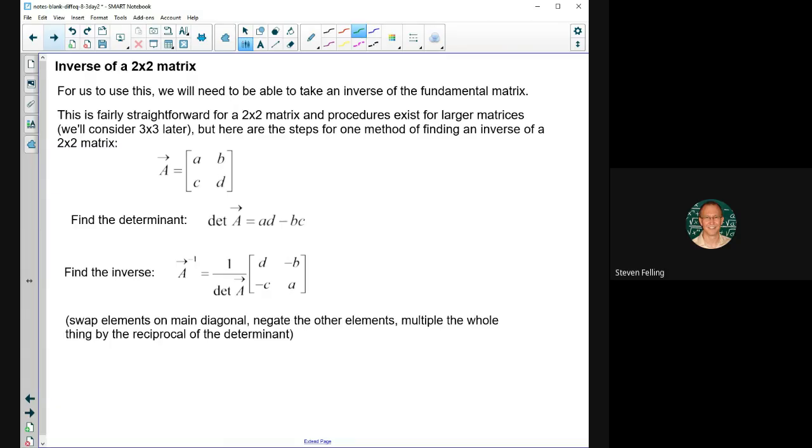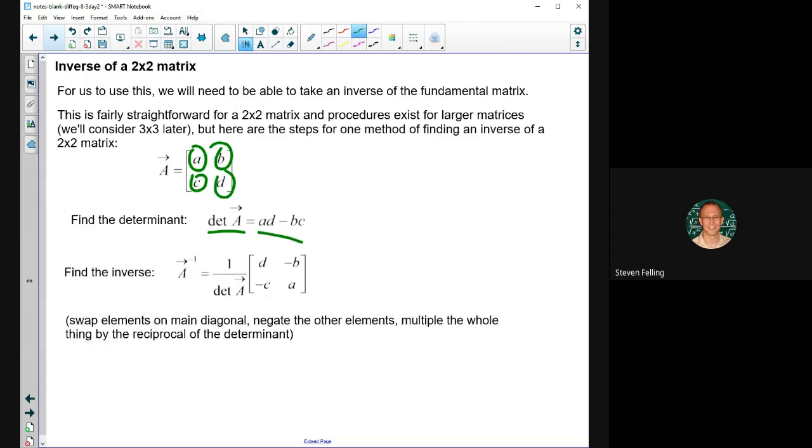But for now, I'm just going to show you how to do by hand a 2 by 2 matrix inverse. If you have a matrix, we're just going to use A here, which has got the elements a, b, c, d, whatever they are. They can be constants or functions. And the first thing you would do to find the inverse is find the determinant of that matrix, which we know is this times this minus this times this.